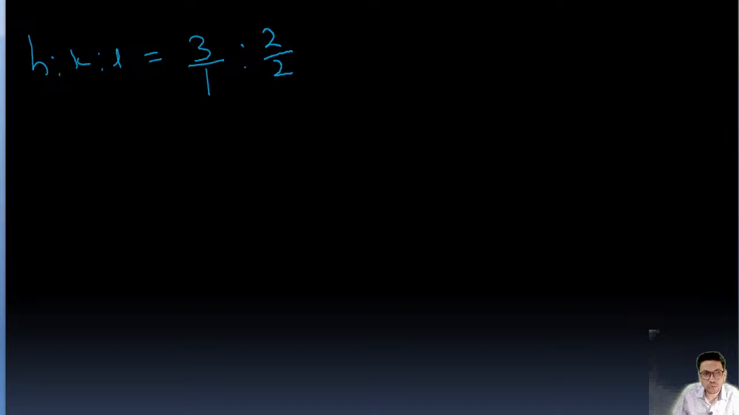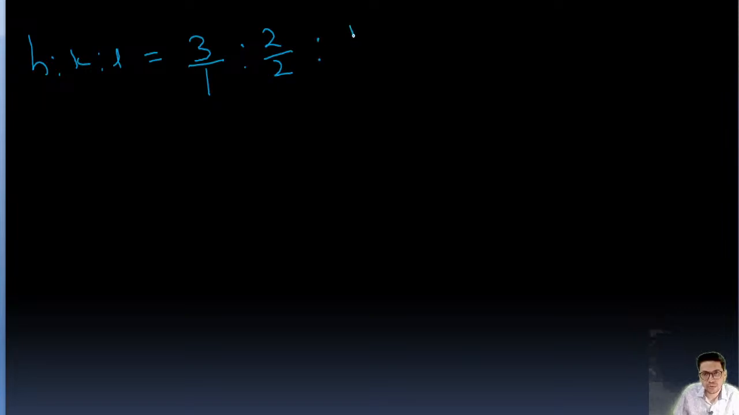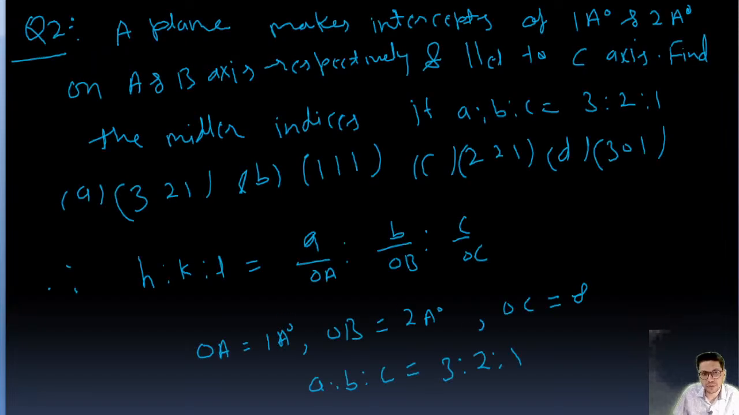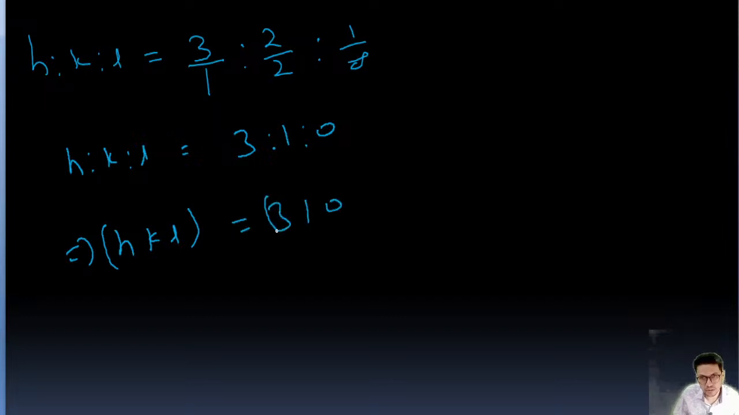2 upon 2 and 1 upon infinity, right? Because the intercept on OC is infinity. So HKL is going to be 310. It means the value of the Miller indices HKL is going to be 310. So this is the answer, guys.